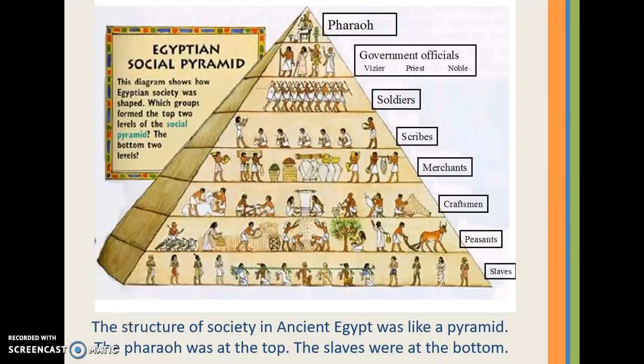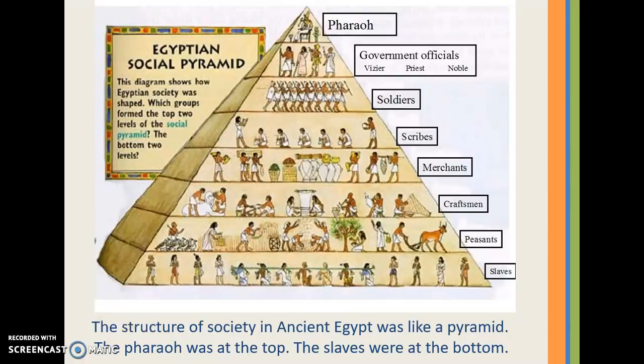The structure of society in ancient Egypt was like a pyramid. The pharaoh was at the top. The slaves are at the bottom. That shows you what types of people were valued in their society.